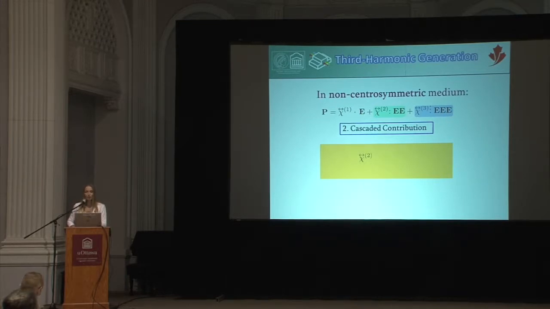The second contribution is also well known. It is a cascaded contribution of chi2 effects to chi3-like effects, and it requires a multi-step chi2 process, such as, for example, second harmonic generation by means of the first chi2 process, and sum frequency generation by means of the second chi2 process. And at the end, we get the same 3 omega photon.